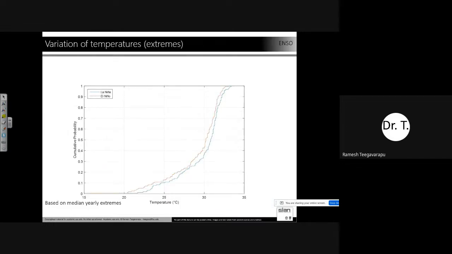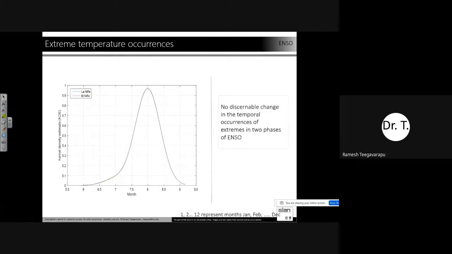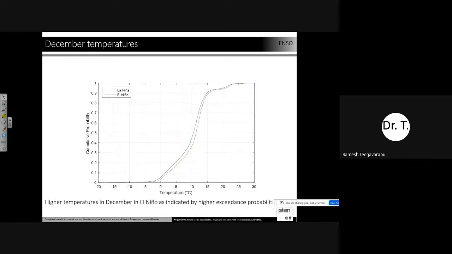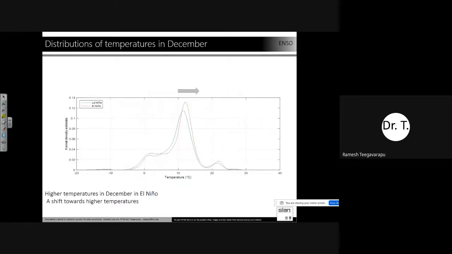So El Nino and La Nina, again, based on the temperature. La Nina is bringing more extreme temperatures compared to El Nino. Extreme temperature occurrences have not changed. They are occurring exactly in the same month. But you can see the reversal for the December temperatures. El Nino is affecting more than La Nina.